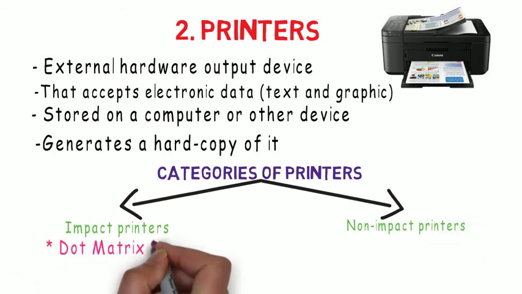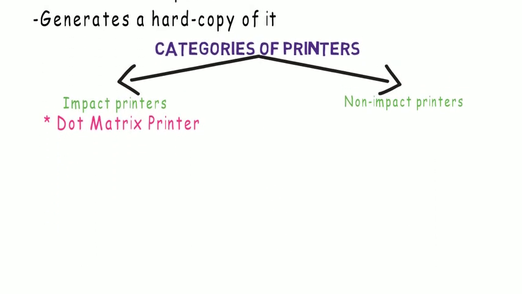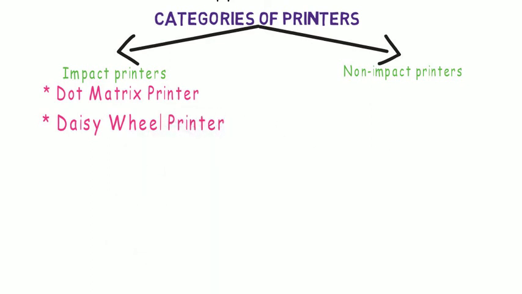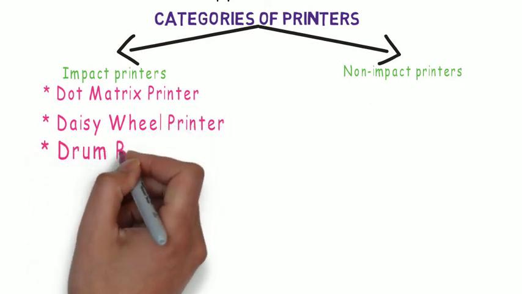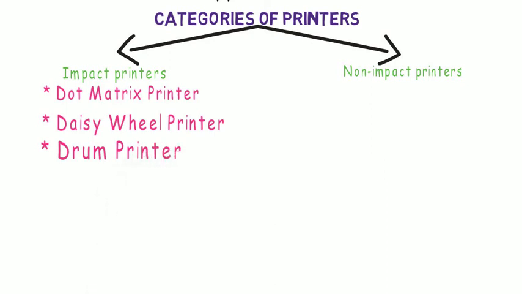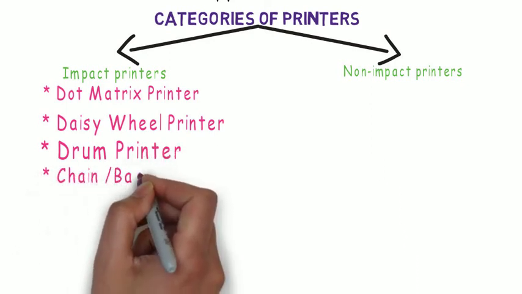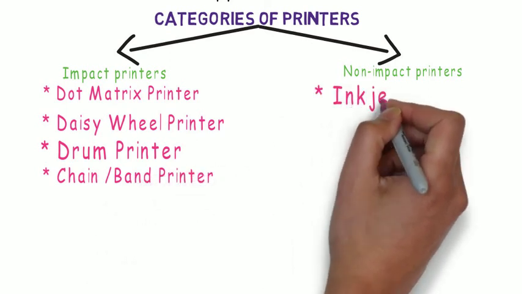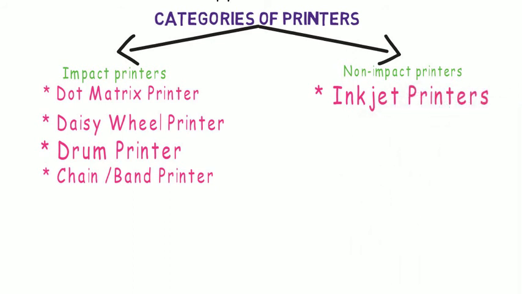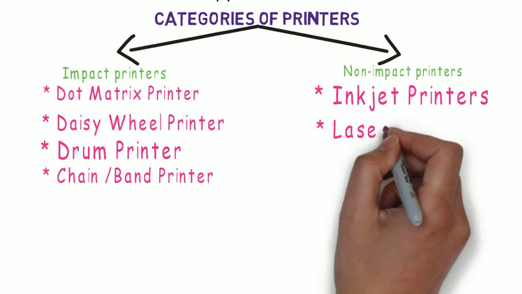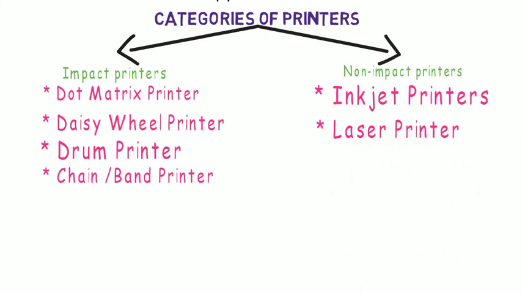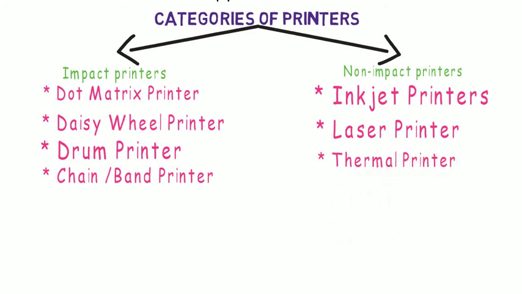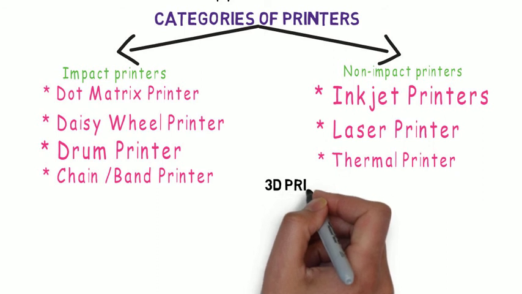Examples of impact printers include the dot matrix printer, the daisy wheel printer, the drum printer, and lastly the chain printer. Examples of non-impact printers include the inkjet printer, the laser printer, and the thermal printer. 3D printers are a special type of printer. So now let us begin with impact printers.